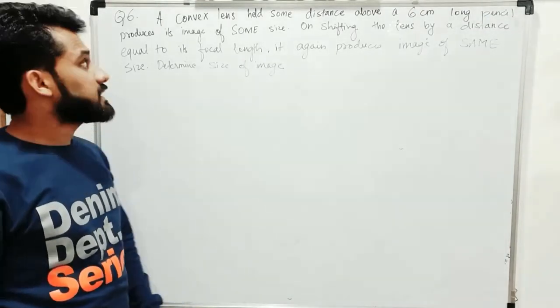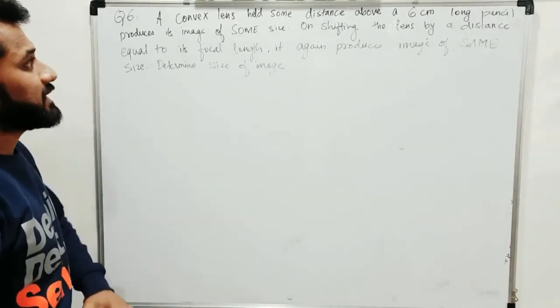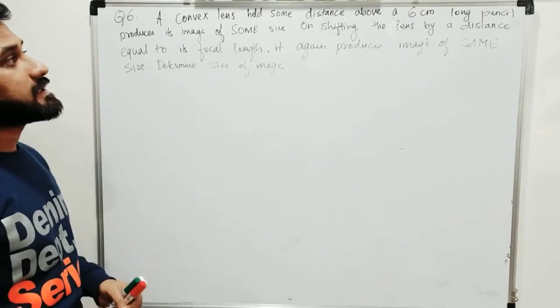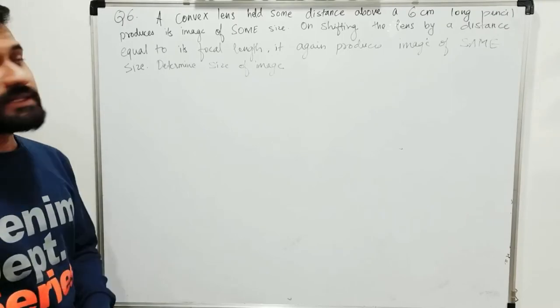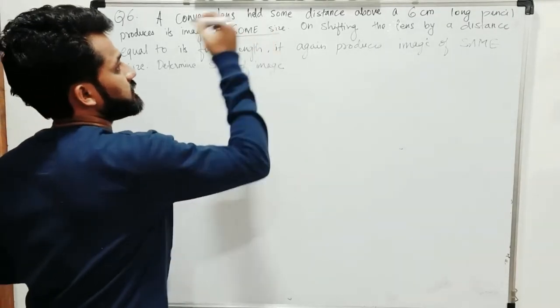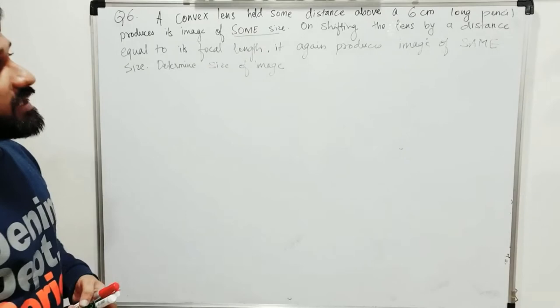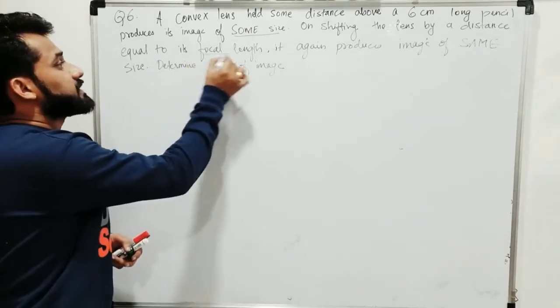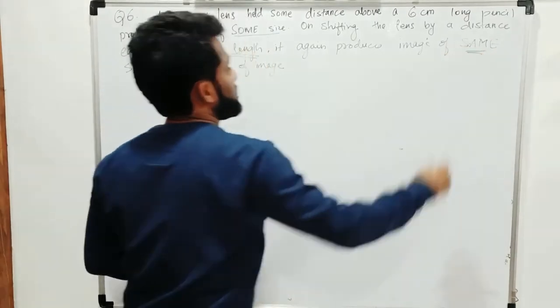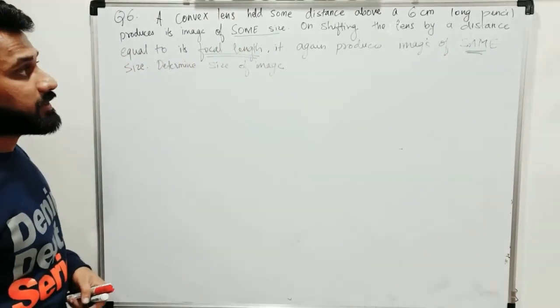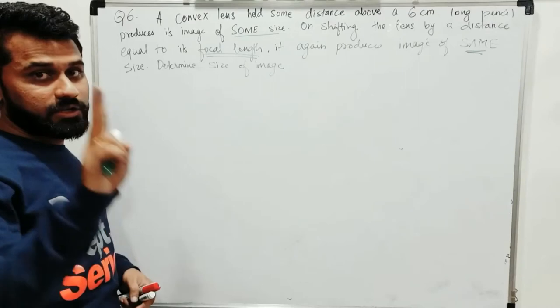So question number 6. A convex lens held some distance above a 6 centimeter long pencil produces an image of some size. On shifting the lens by a distance equal to its focal length, it again produces an image of the same size. So the image of the same size is produced 2 times.